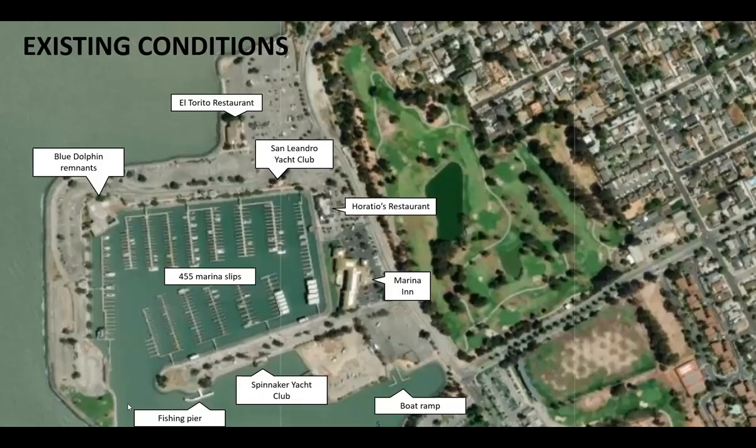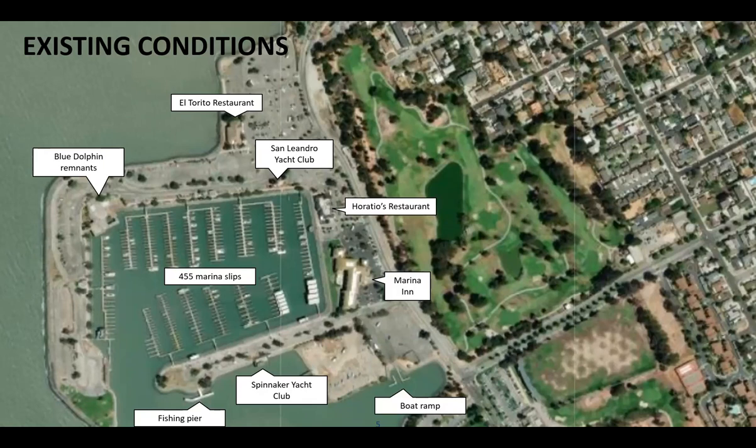Now let's take a look at the current site conditions at the marina. This area to the west of Monarch Bay Drive is approximately 36 acres, not including the water area, and approximately 59 acres with the water area. The marina has 455 slips, and in 2020, the marina occupancy was estimated to be less than 30%, which is attributed to the heavy siltation that occurs at the marina and in the channel.